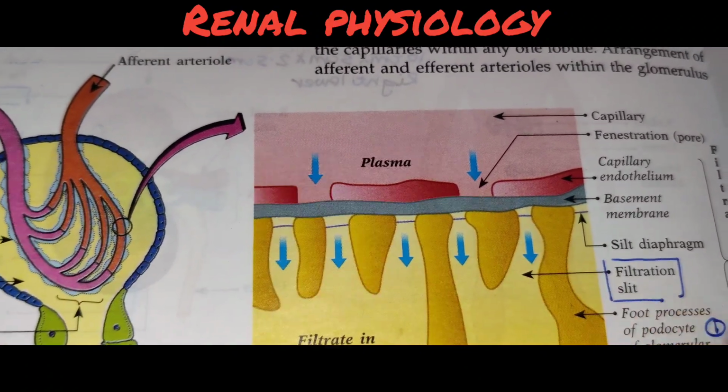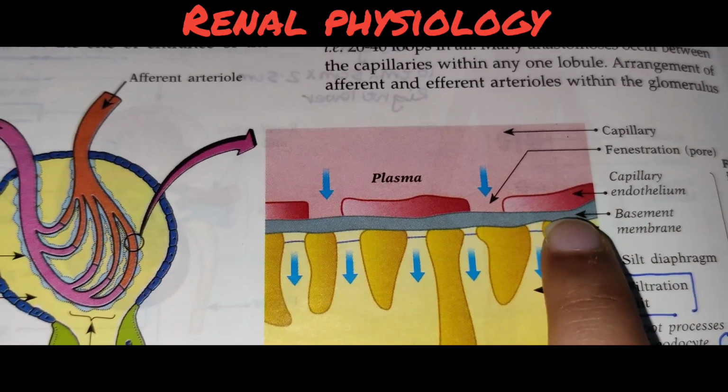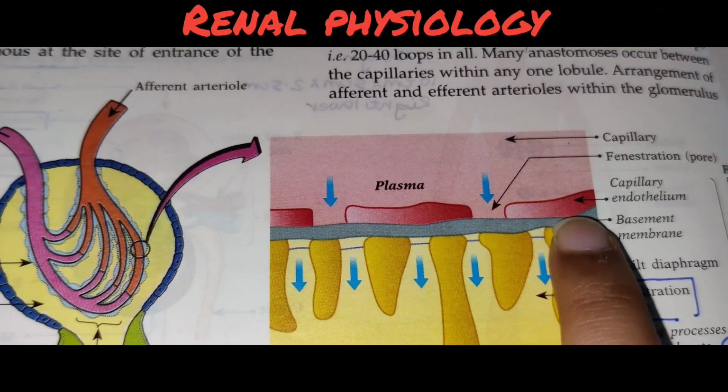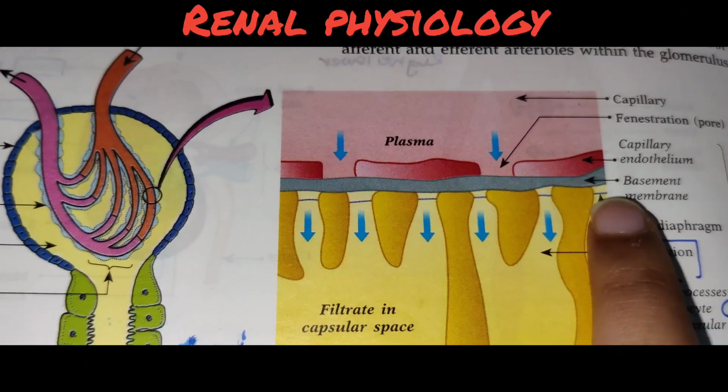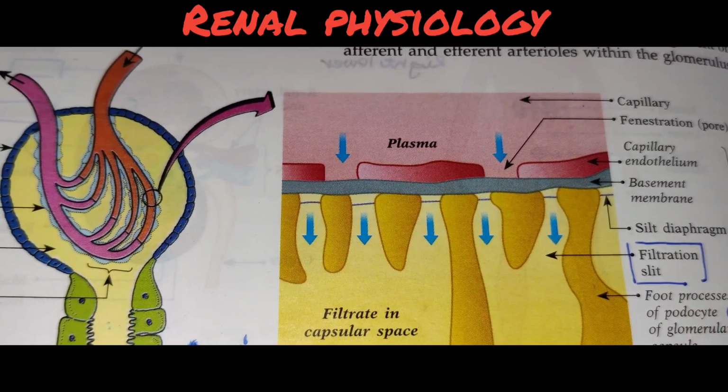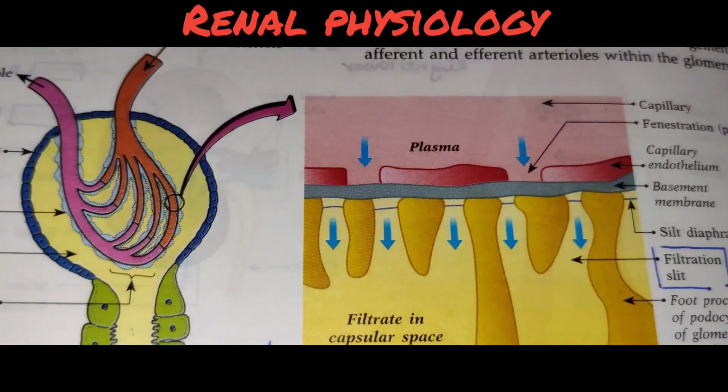Now the basement membrane has three parts. Closer to the capillary it is lamina rara interna, in the middle it is lamina densa, and close to the podocyte it is called lamina rara externa.